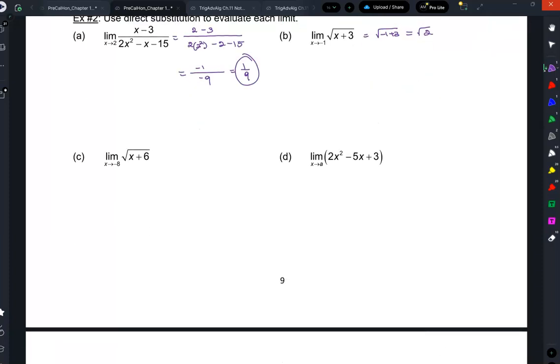Here, negative 8 plus 6, what's that? Which doesn't work, so it's DNE. We're not getting imaginary numbers, this is DNE. But also, let's see why. Let's see what's happening here.